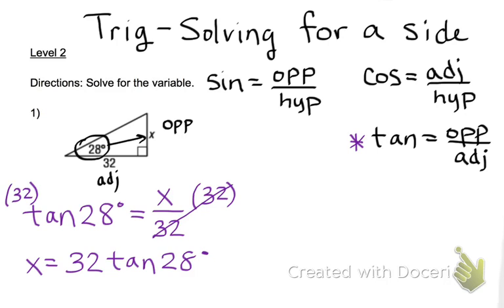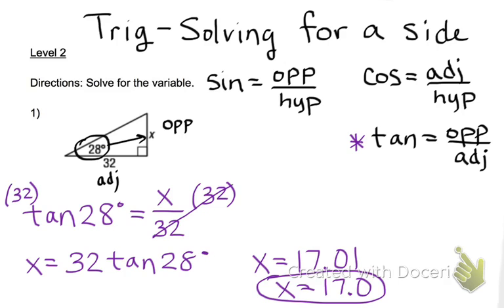Next, you're going to put this in your calculator. So when I type it in, I'm going to type it in just how it looks, 32 tangent of 28. And I get x equals 17.01, and I'm going to round all my answers to the tenths place. So this would just be 17.0. And that is it.